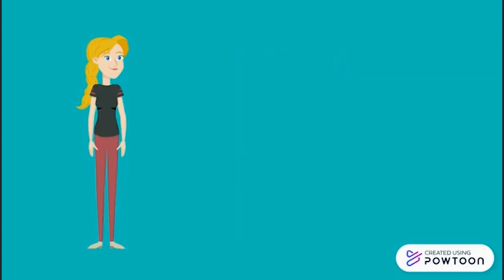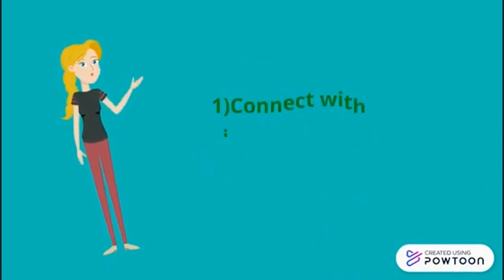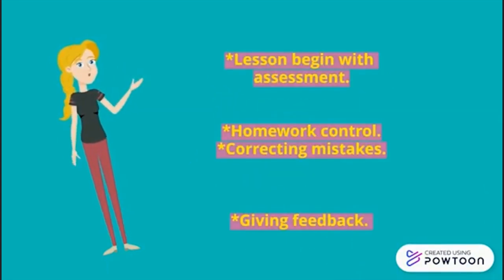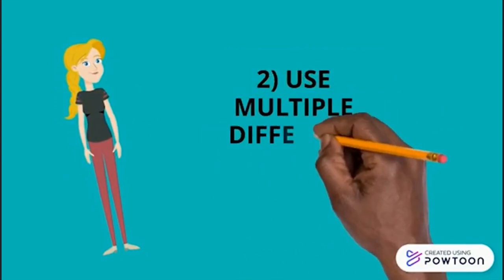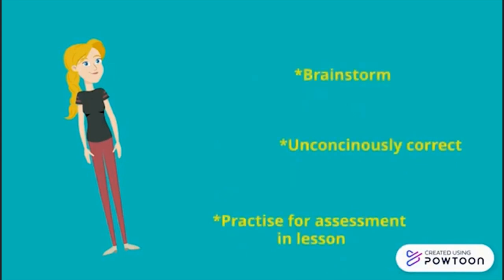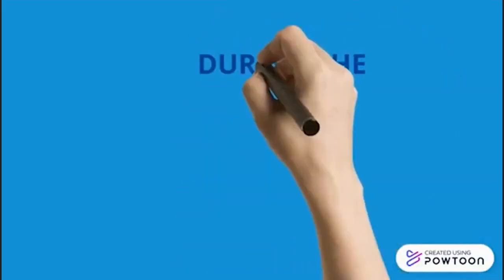And there are 4 types of assessment. First one of them, instructional objectives and outcomes. Lessons start with assessment, for example, homework control, correcting mistakes, and different strategies and tasks. These are brainstorm, task-based assessment, questions, unconsciously correct, practice in lesson, and self-assessment of students.